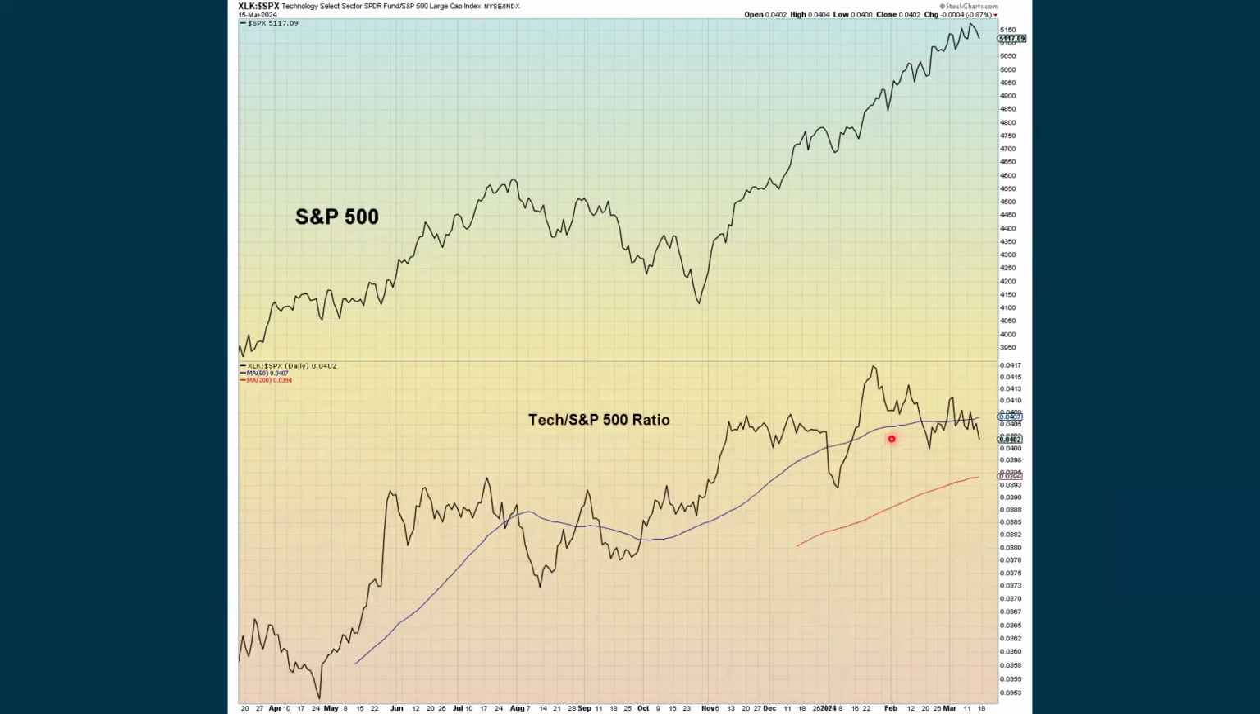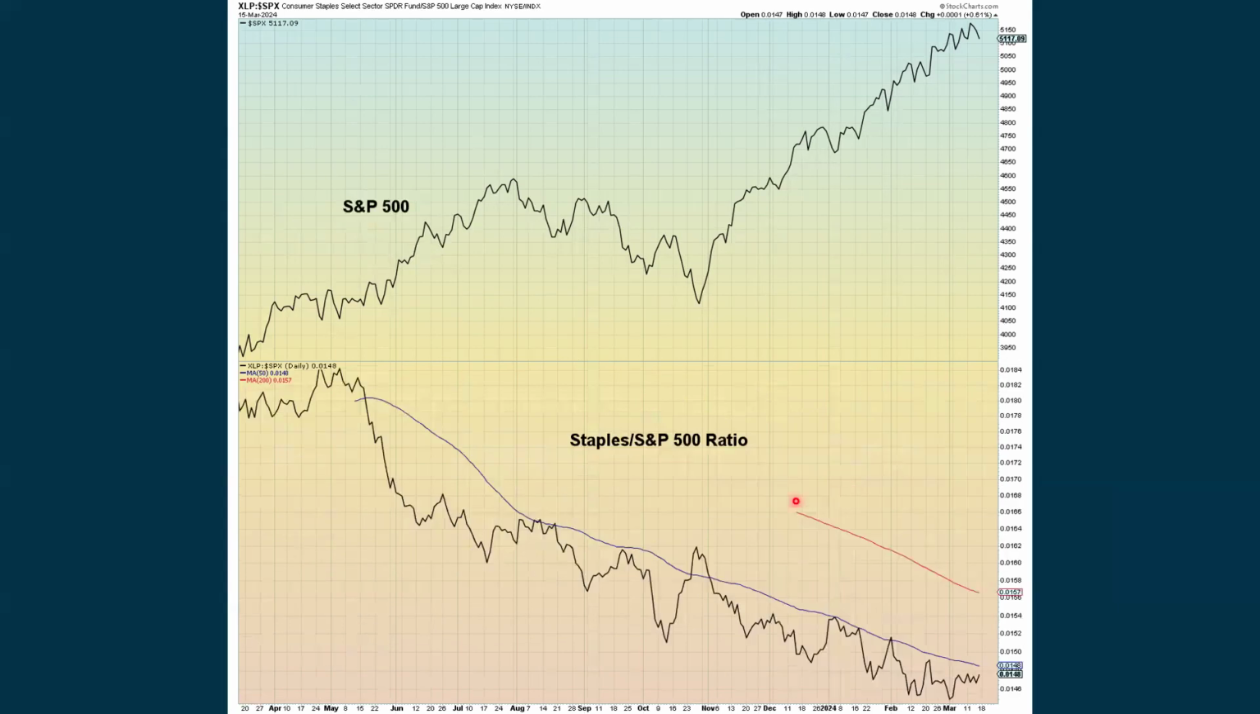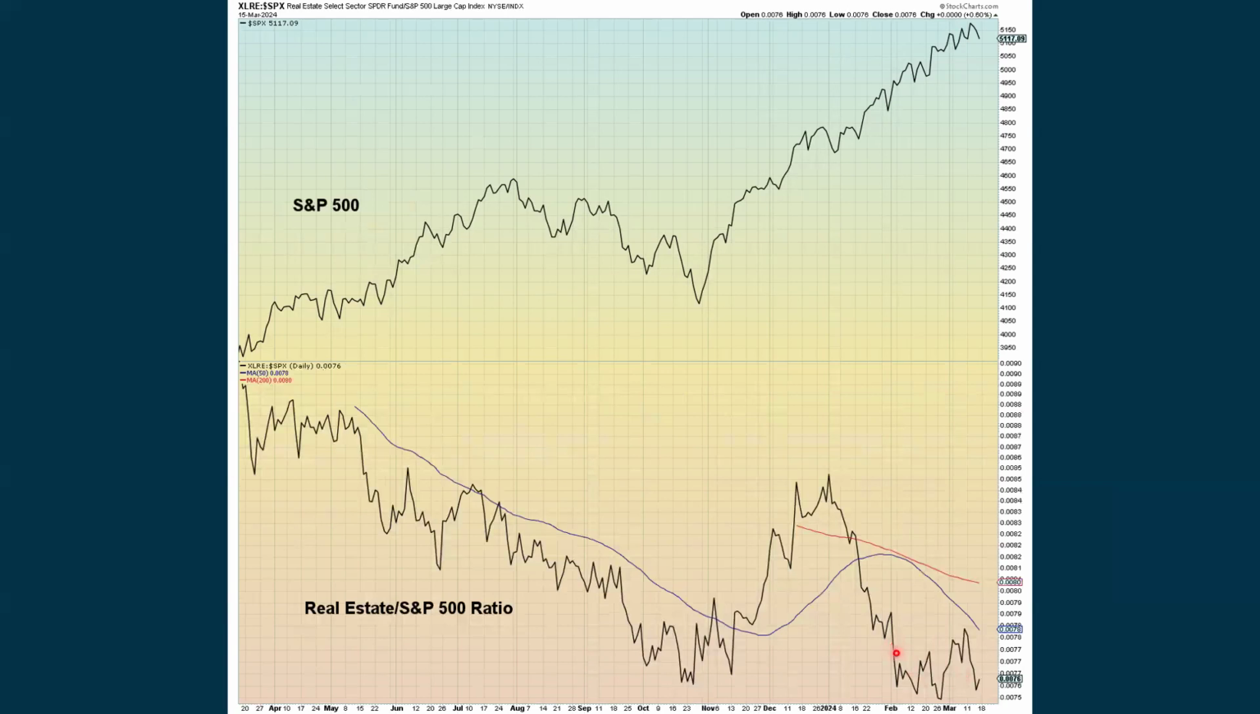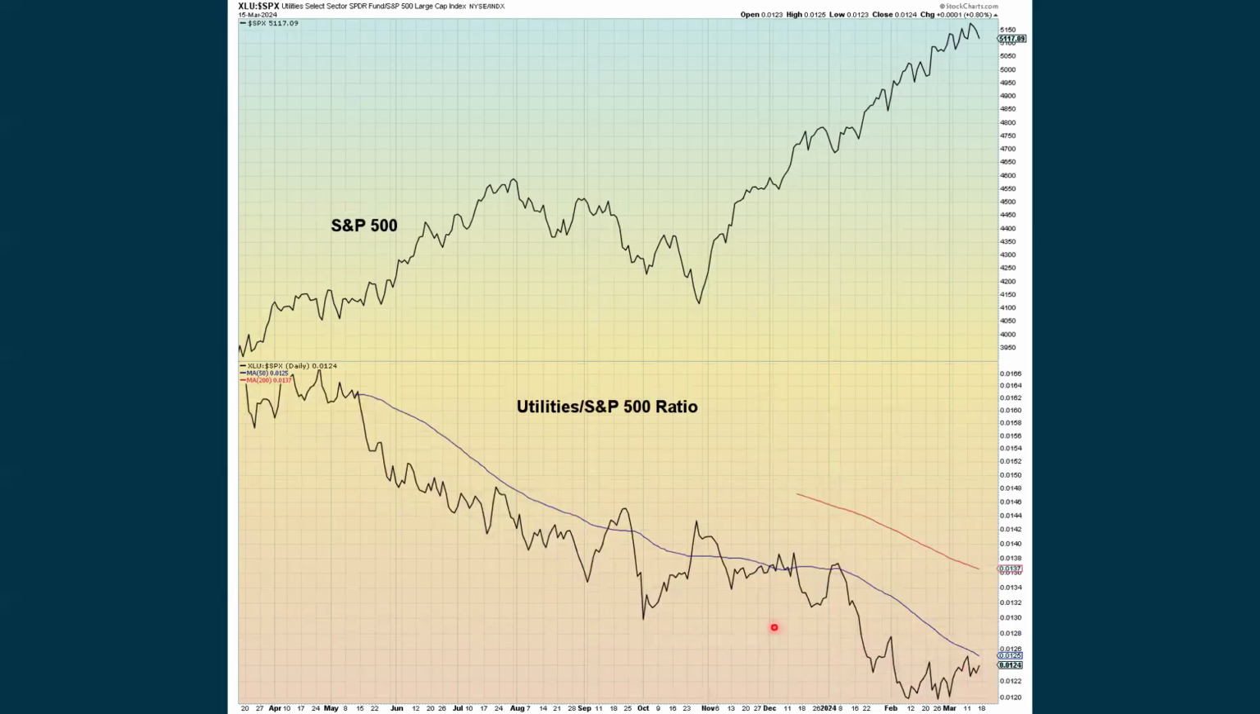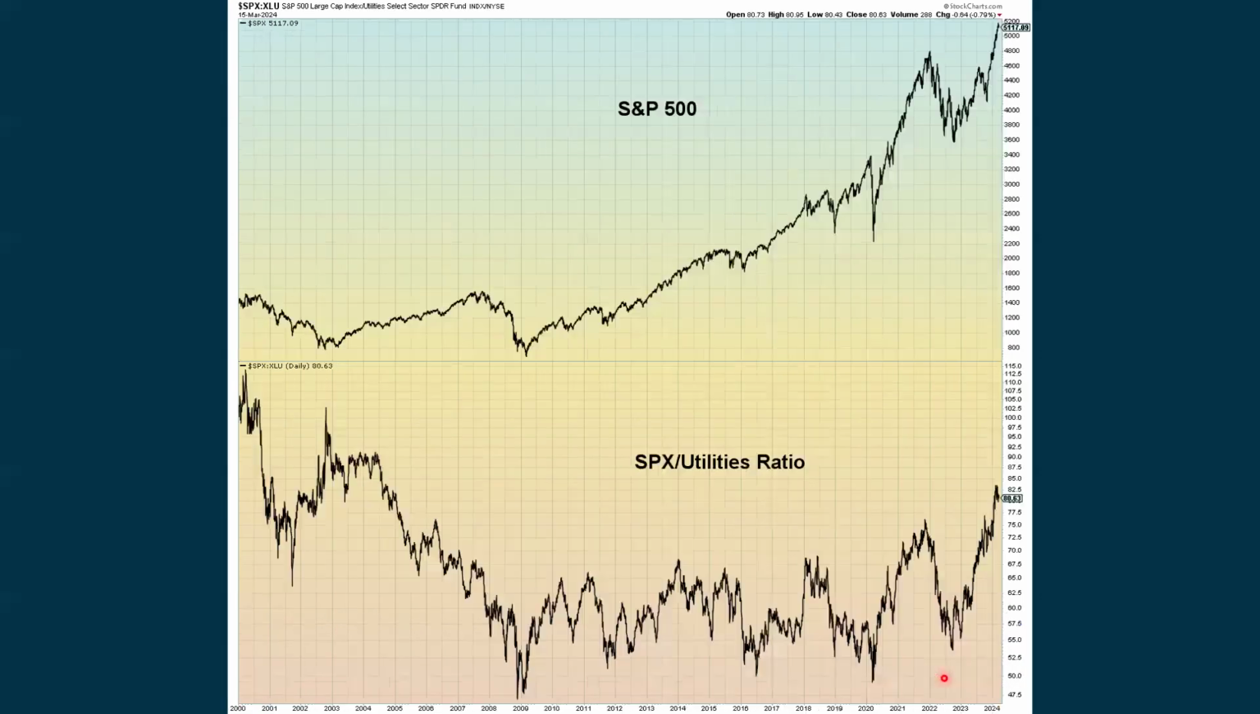The tech sector has been the strongest area. Even though it's been pulling back lately, it's still in a longer-term uptrend compared to the S&P. Staples continue to be in a downtrend compared to the S&P. Real estate, we saw a bounce here as interest rates were starting to fall. Then as interest rates are going back up, it was down. And real estate has just really had a difficult time, especially when compared to the S&P 500. Utilities are also underperforming the S&P.